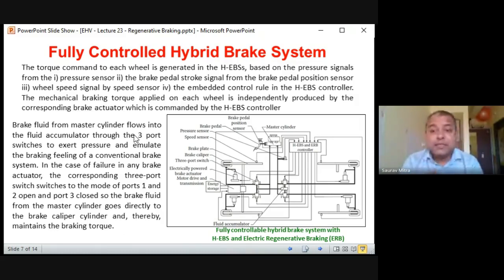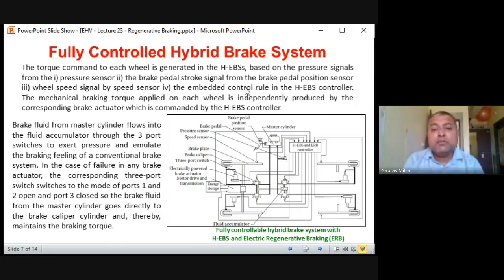So how many signals are generated here in the case of the fully controlled hybrid brake system? Number one, pressure sensors in the line. This pressure sensor is sensing how much is the pressure in the line. So that thing is sensed regularly.